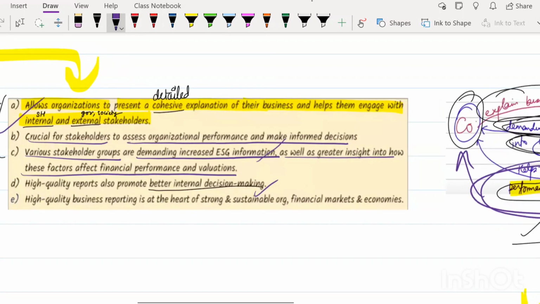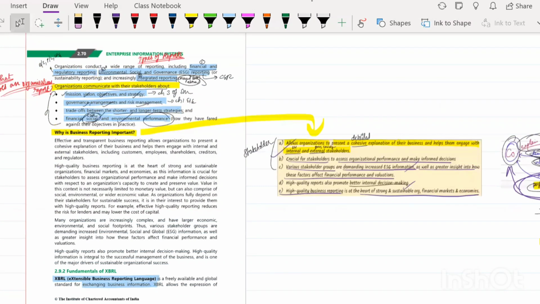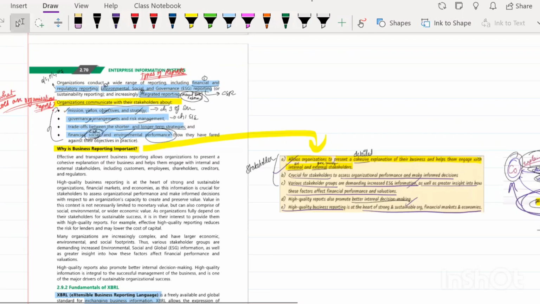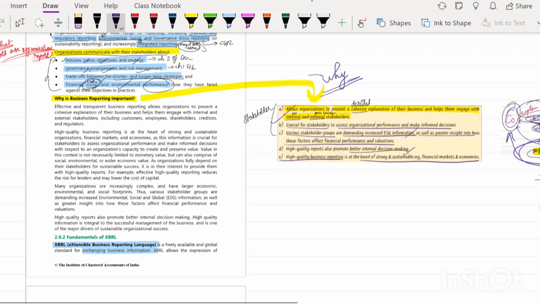And high quality business reporting is the heart of strong and sustainable businesses. If there is good business reporting, everything will work smoothly and effectively and operationally. So this is the why of business reporting. Why do you need business reporting? The first 3 points were about stakeholders, and the remaining 2 were simple points.